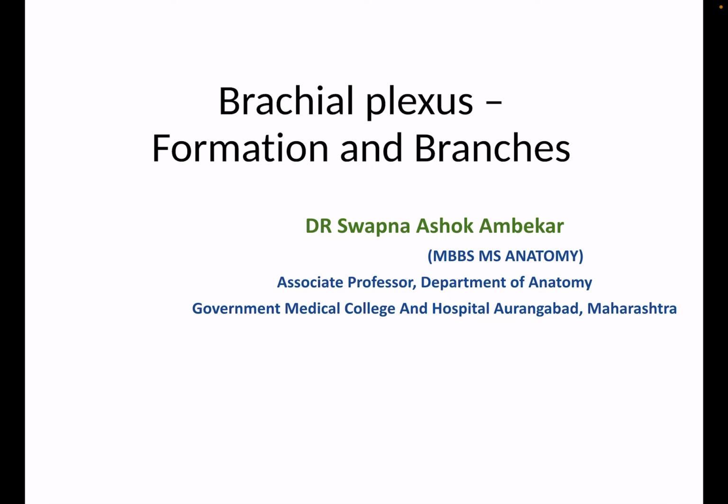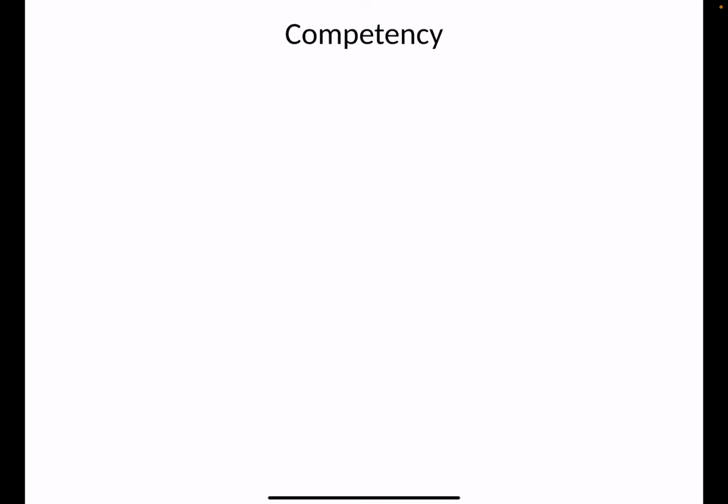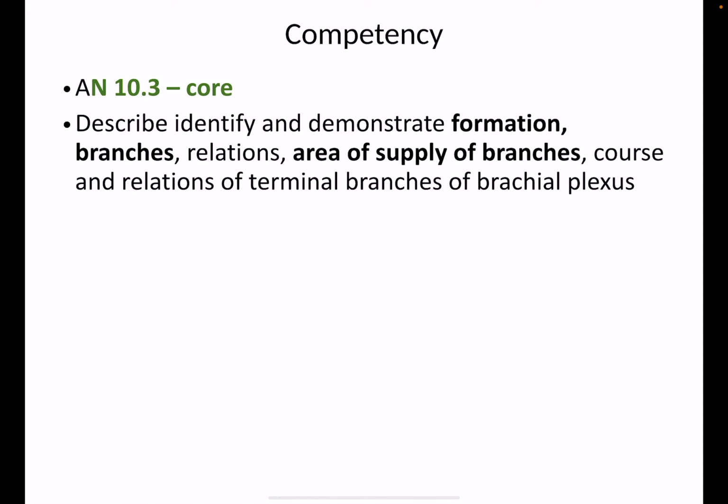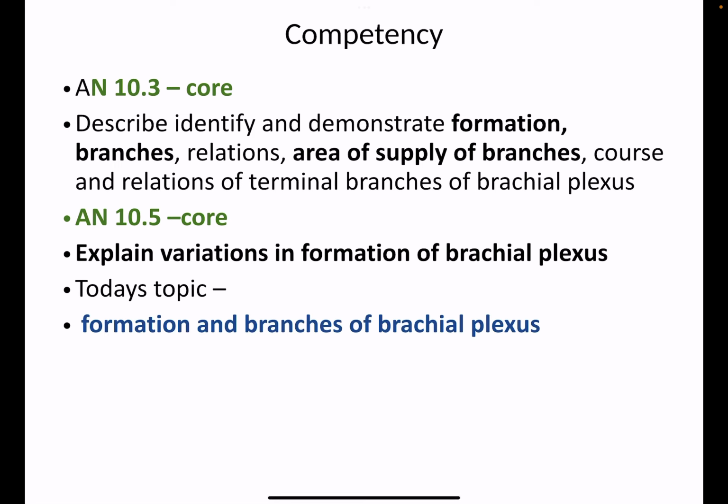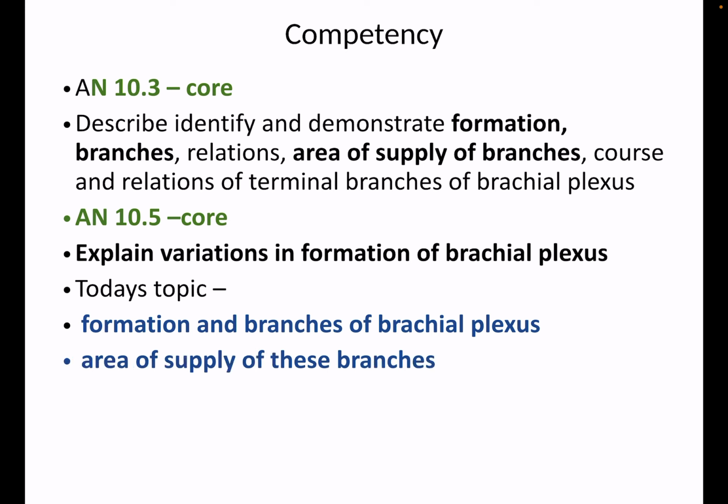So let's start. Whatever we are studying, we should always check the competencies. And here are the competencies about brachial plexus: 10.3, 10.5, and 10.6. 10.6 is mainly about the applied aspect. Today we will study part of 10.3 and 10.5, that is formation of brachial plexus and its branches, and the area of supply of these branches. In short, details we will study along with the part. What are the variations in formation of this brachial plexus?